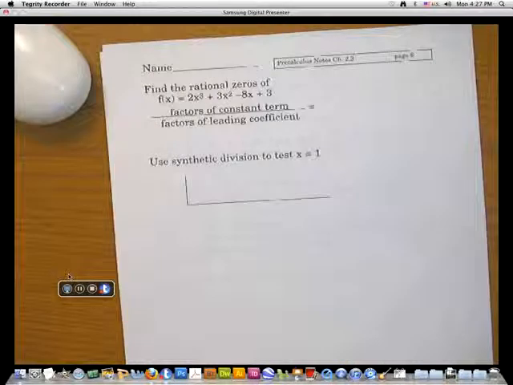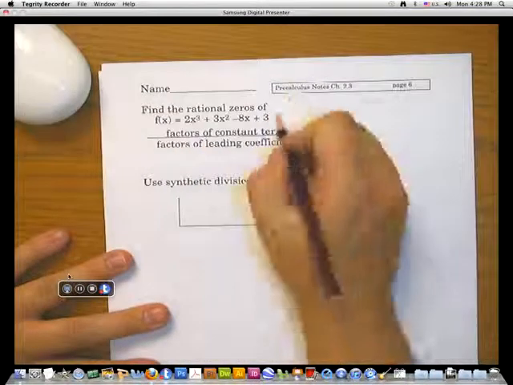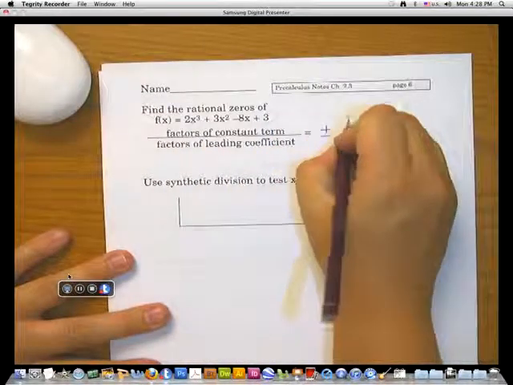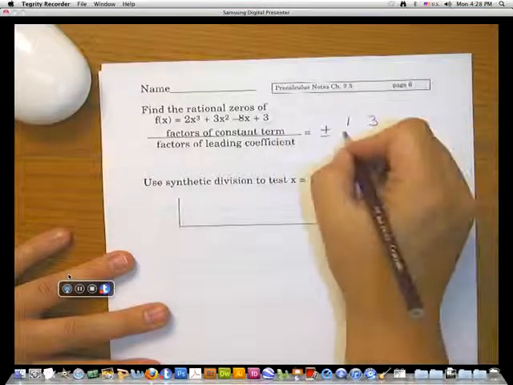On page 6 of our notes, it says find the rational zeros of this polynomial. So we're going to go through the process and see what we can find. Constant term. So here's my constant. It's going to be 1 or 3. Those are the factors of 3.